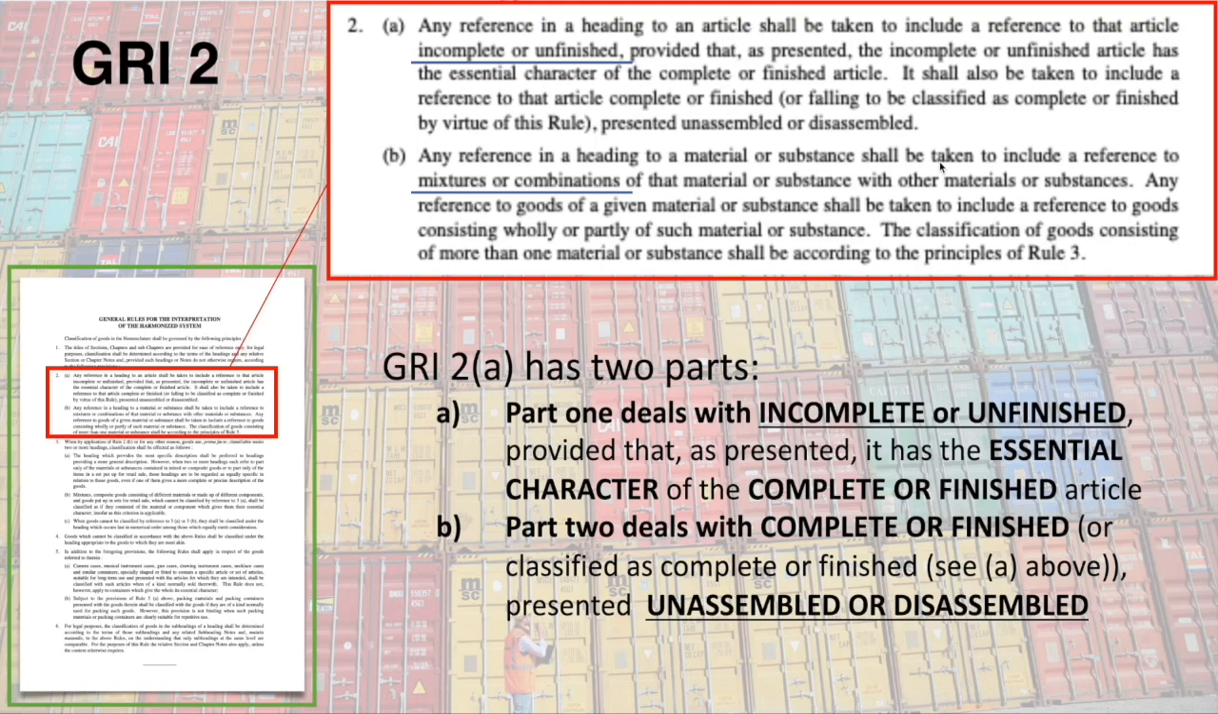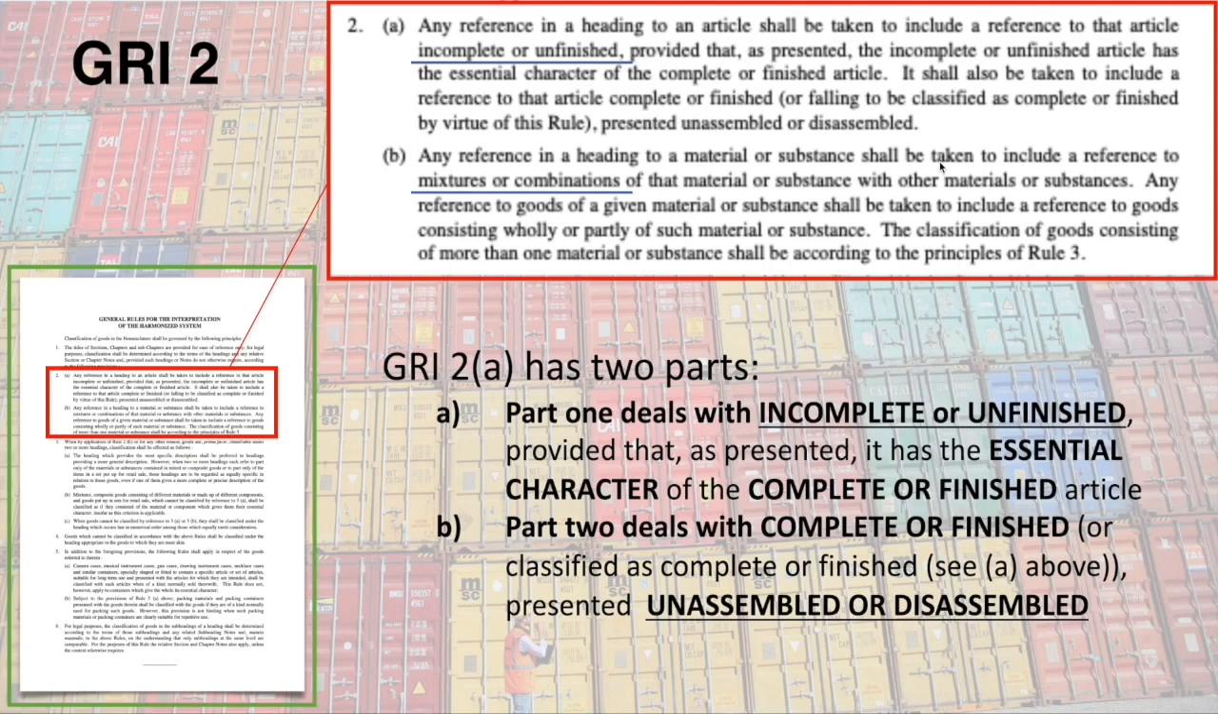Rule 2, letter B, on the other hand, extends the scope of any heading referring to a material or substance to include merchandise made therefrom. Under this rule, goods consisting of more than one material or substance must, unless another heading refers to them, in their mixed or composite state, be classified according to the principle of rule 3.